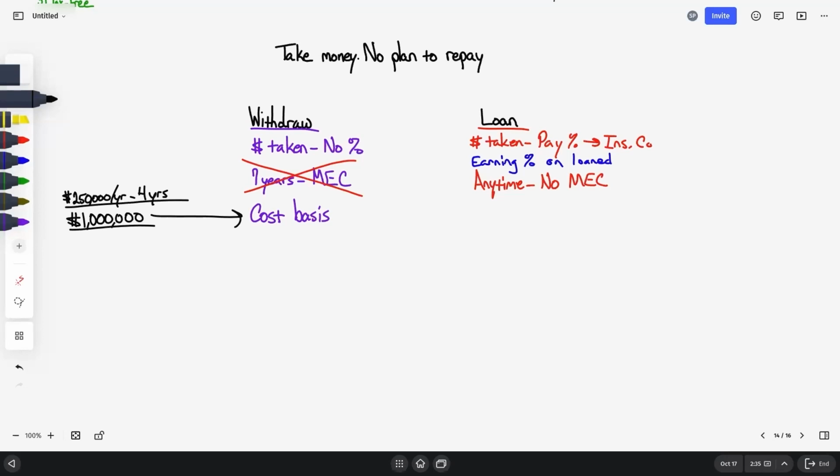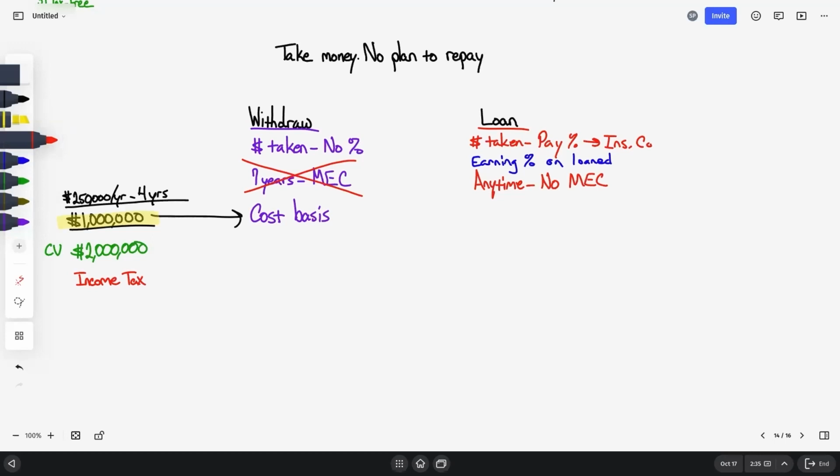If you withdraw beyond your cost basis, so if you paid in $1 million, but your cash value is $2 million, anything above the $1 million that you take, even if it's not a MEC, you have to pay ordinary income tax on the gains. That's not fun. So most people don't do that.